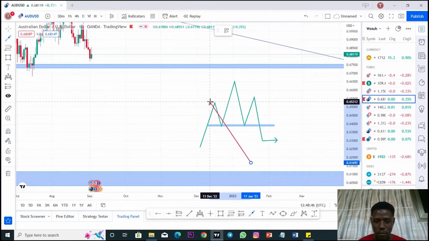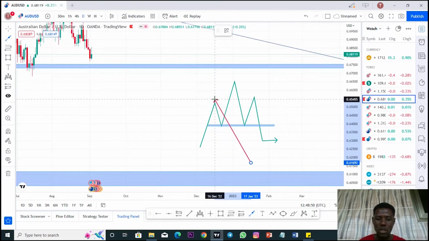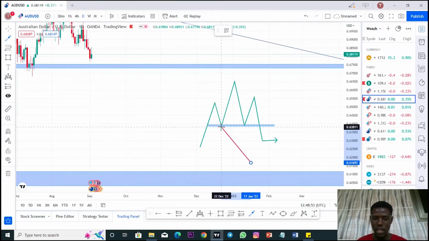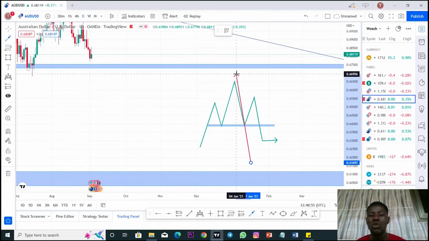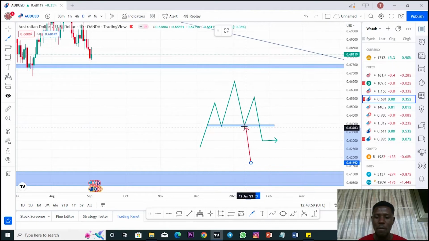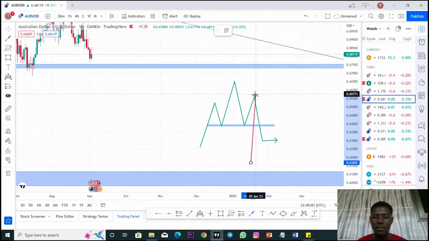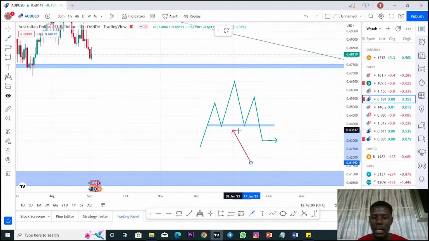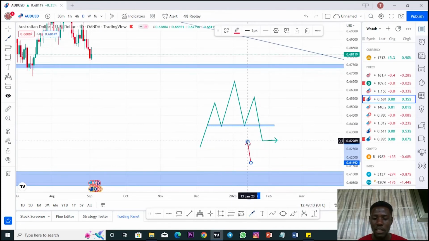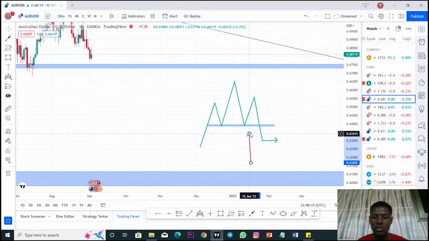Price push all the way to the upside and create a left shoulder, come back for a retest on the resistance, push to the upside, create a head, come back for a retest on the support, push to the upside and create a right shoulder, then now breaking the neckline right here, then now coming back, then breaking the neckline right here to the downside.